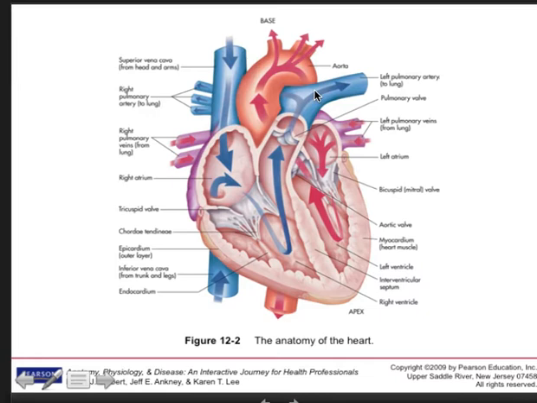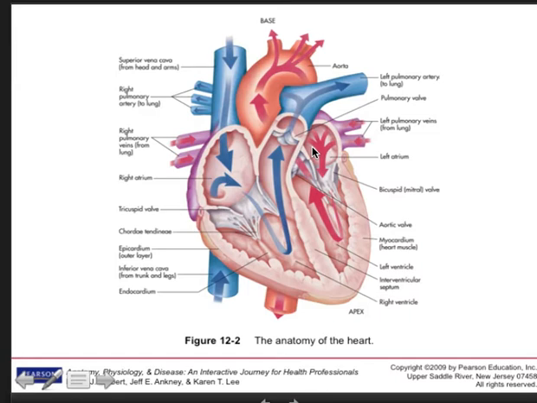Once in the lungs, it'll pick up oxygen from the air that we breathe. The color will change from a dark red to a bright red, and it'll return back to the left atria of the heart in the pulmonary veins. You can see the pulmonary veins here and here. Once we're in the left atria of the heart, it will squeeze. The atria will then dump blood from the left atria into the left ventricle.